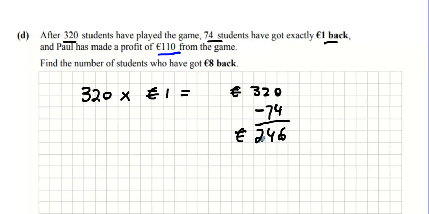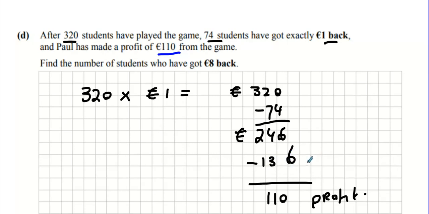Now, Paul has made a profit of €110 from the game. Okay, so at the very end, it's €110, and that's your profit. But what must have happened here was he must have lost €136. And what's the only way you can lose the €136? By paying out €8 a go. So it's basically €246. Take away the 110 that you're left with means you lost 136 from your €246.